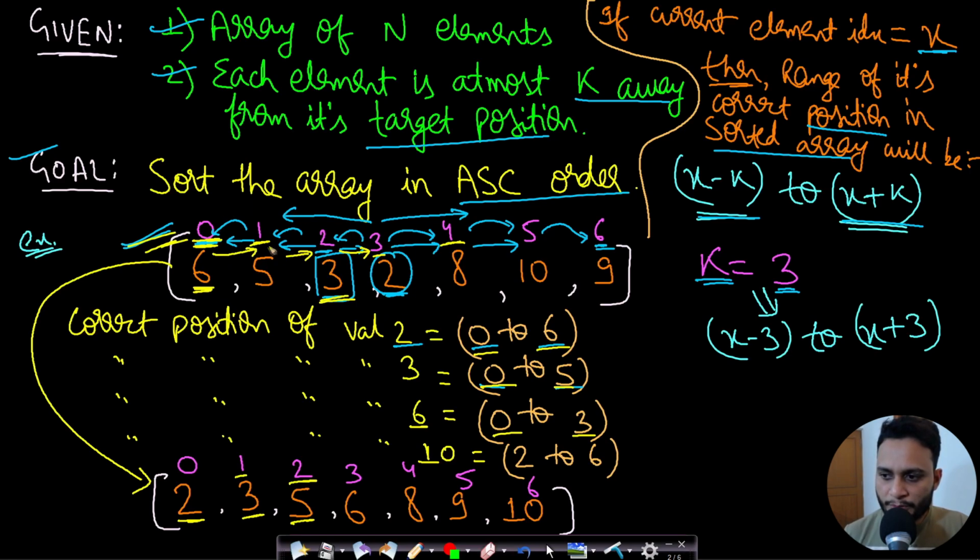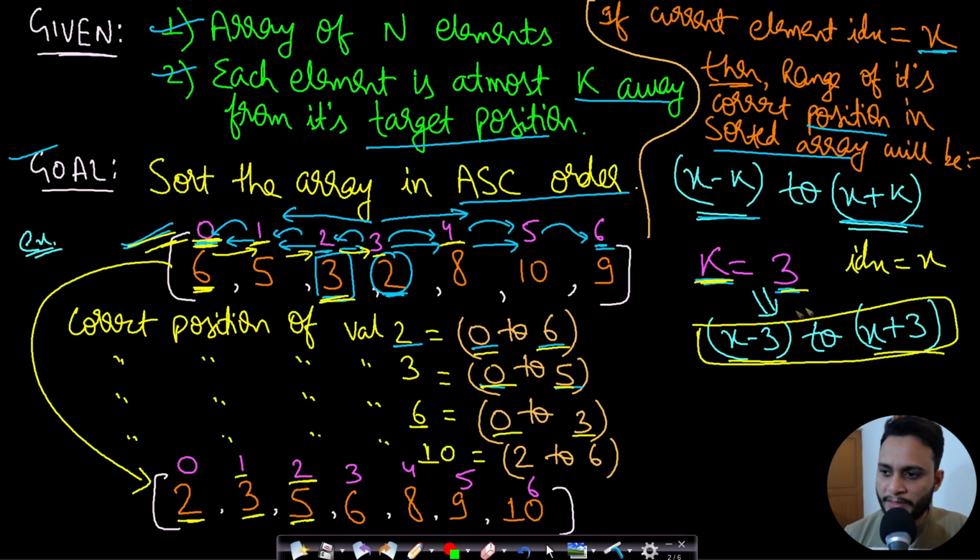So I hope you are able to understand this. Now let's say the k value is 3. Then what will be the range of index for an element? If the given element is lying at index value equal to x, then obviously the range will be from x minus k, that is x minus 3, to x plus 3. Okay, so the sorted array will be containing this element at index x in these index ranges. I hope you have understood this entire problem.